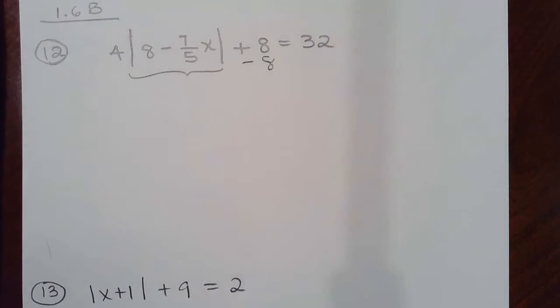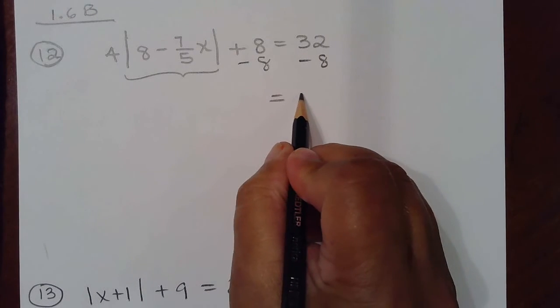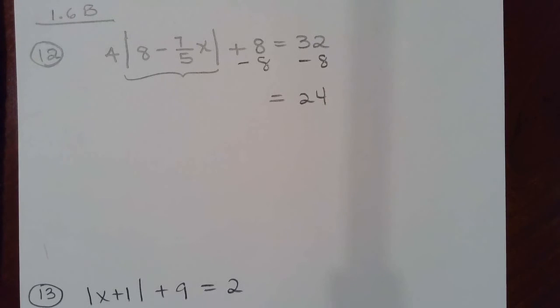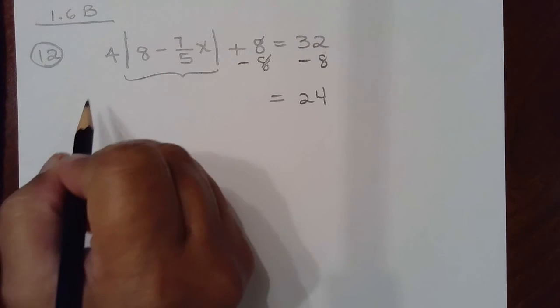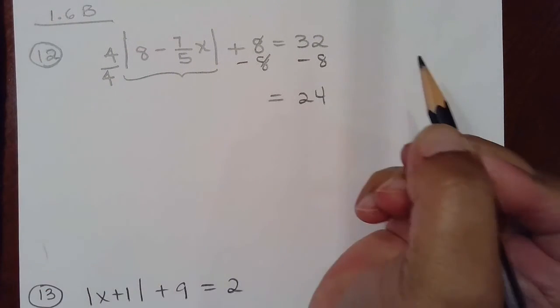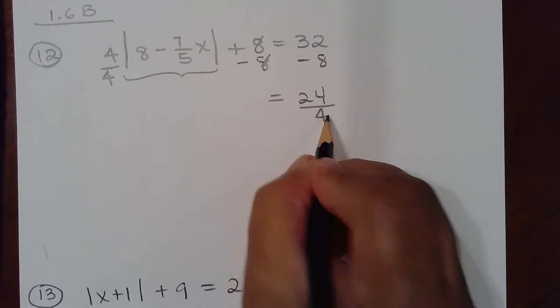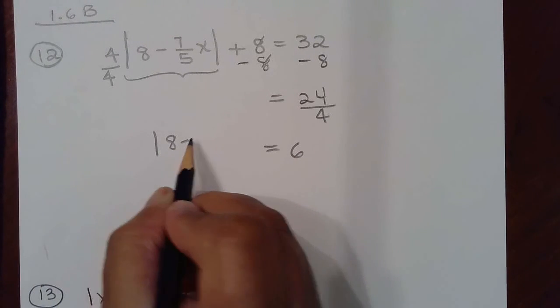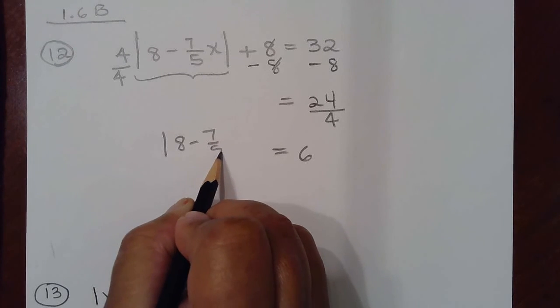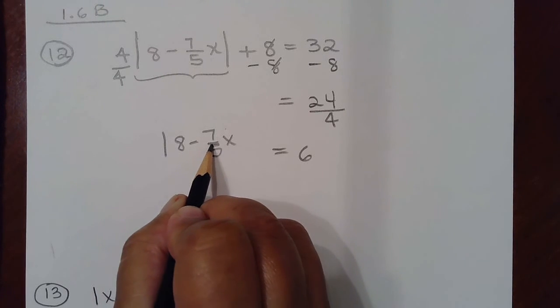Make sure I have my calculator if I'm going to give some more examples here. So just subtract 8 on each side and you will have 24. Then the next thing that you're going to do after you get the 24 is divide this 4 right off the front because it's a multiplier. So get rid of it by dividing. Don't forget to do the same thing on the right side as well. That leaves you with 6. And then what you have left inside the absolute value symbols is 8 minus 7/5 x.